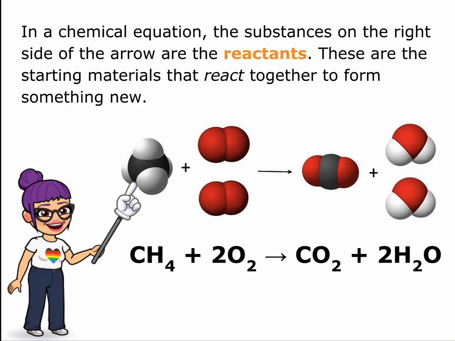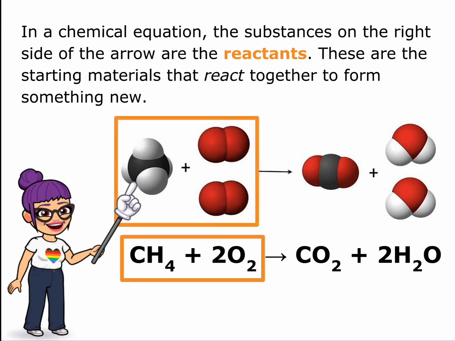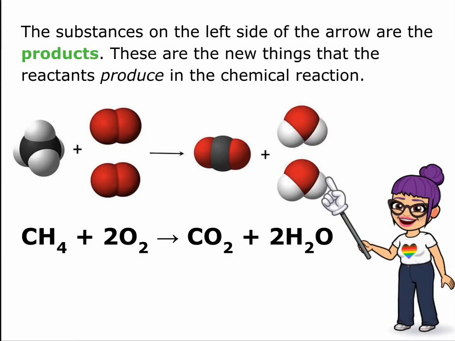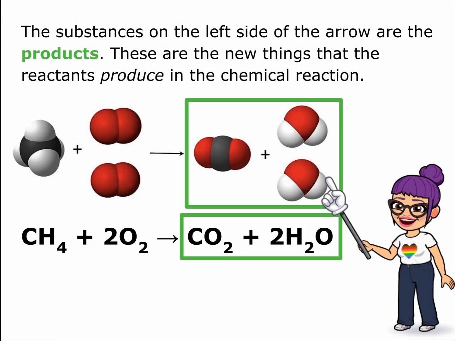In a chemical equation, the substances on the right side of the arrow are reactants. These are the starting materials that react together to form something new. The substances on the left side of the arrow are products. These are the new things that the reactants produce in a chemical reaction.